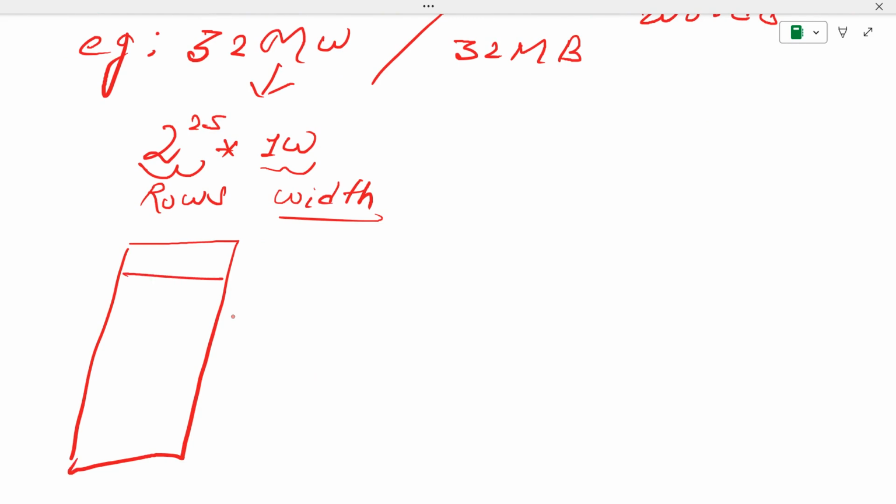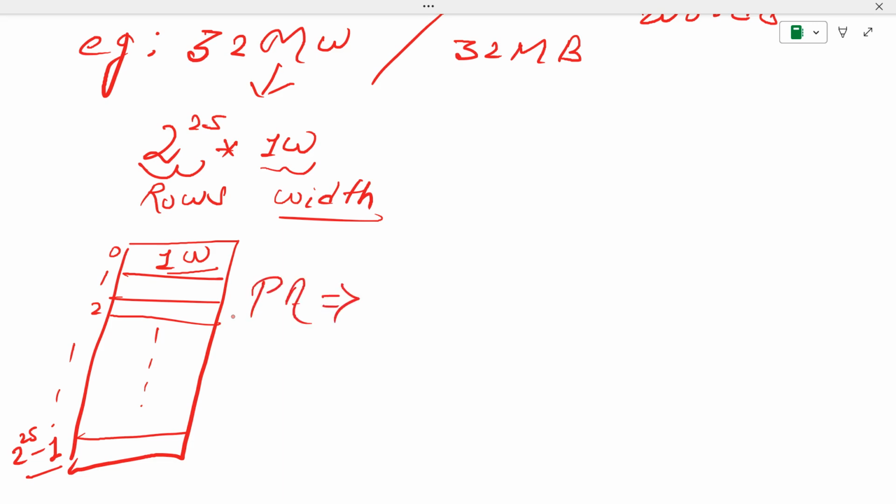It will contain altogether 2 raised to the power 25 rows, like 0, 1, 2, up till 2 raised to the power 25 minus 1 rows, and each row carrying one word of data. Okay. So if we talk about the physical address, then the number of bits required to represent the physical address is 25 bits, right? Why 25 bits? Because each address will be represented in the form of binary, and 25 bits are required to identify each address. Okay.